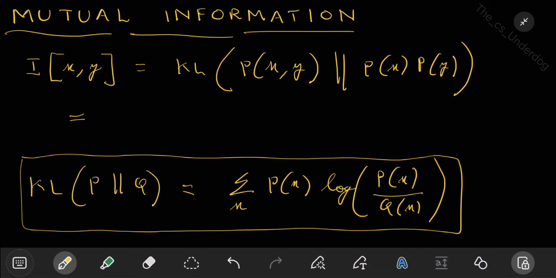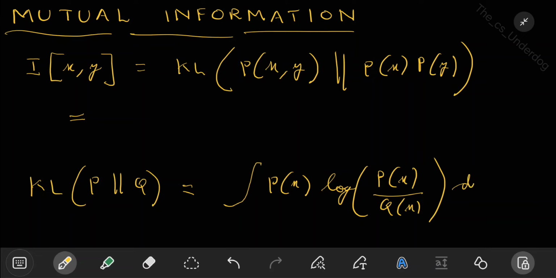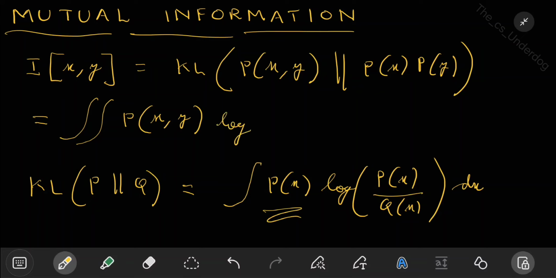Here these are continuous random variables, so instead of summation, you will use integral. Integral of this dx. This is how you write it. So here you have two random variables, x and y. So how do you deal with this? You will have a double integral. I can write it as double integral of P of xy, that is the first term, into log of, what is the second term? P of x by Q of x.